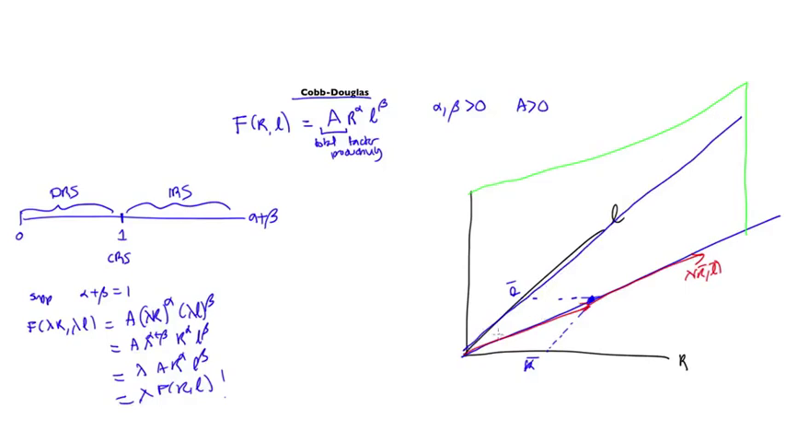Now what is beautiful is that, for example, when K is equal to 0, the function is here. When it's equal to L, it is on that axis. So it looks like a conical section that is flipping there. But along any ray, it looks like a straight line. And that's why it satisfies constant returns to scale when alpha plus beta is equal to 1.